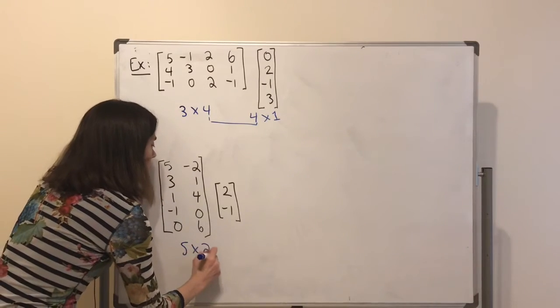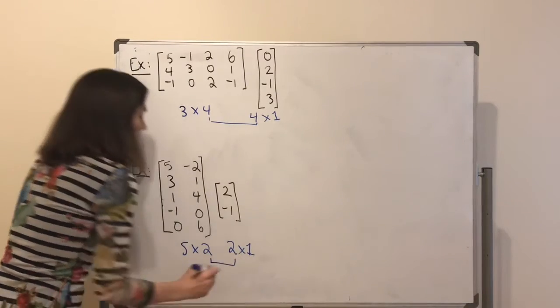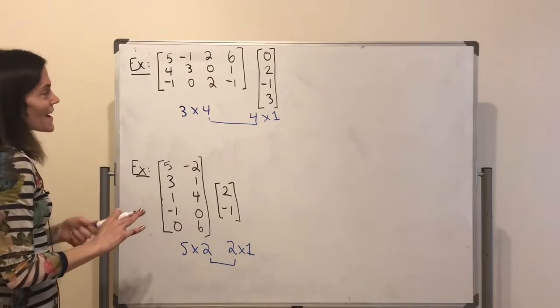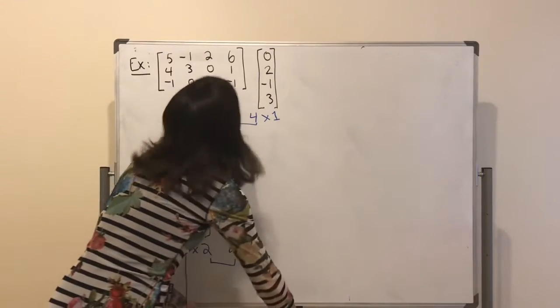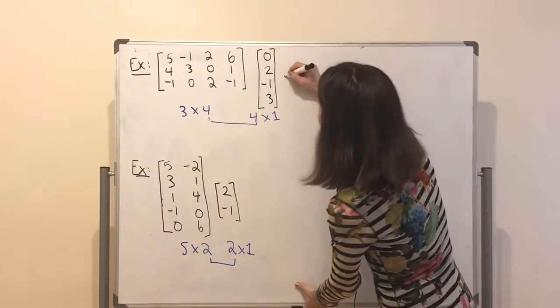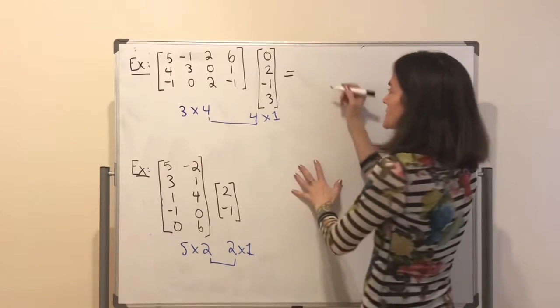We have 2 columns. This is a 2 by 1. Okay, very nice. We will have a 5 by 1 vector of length 5. Well, this is the row picture I was talking about.